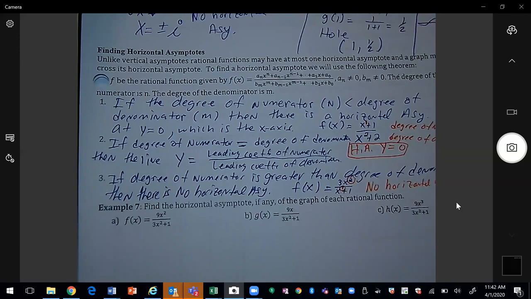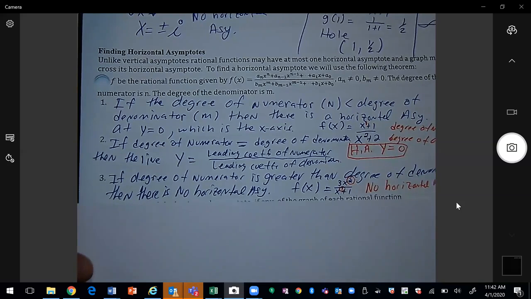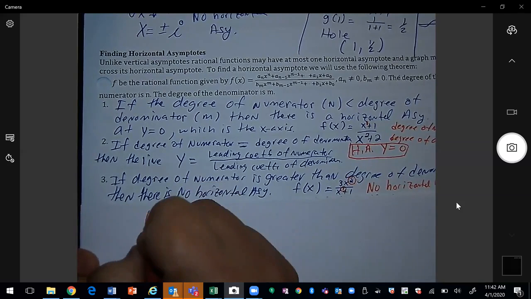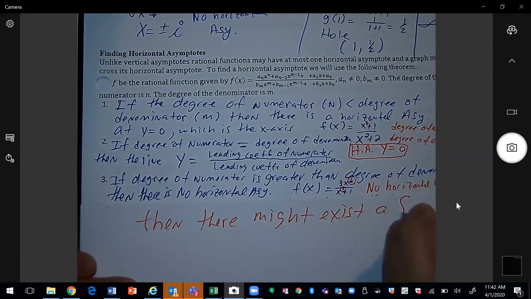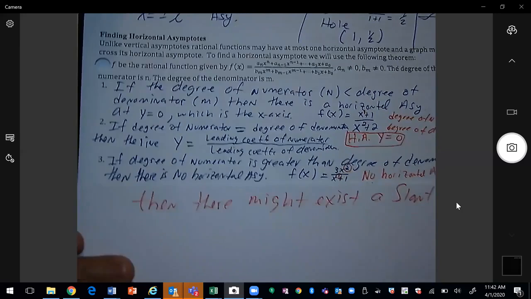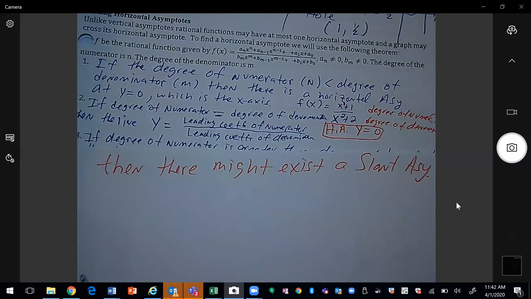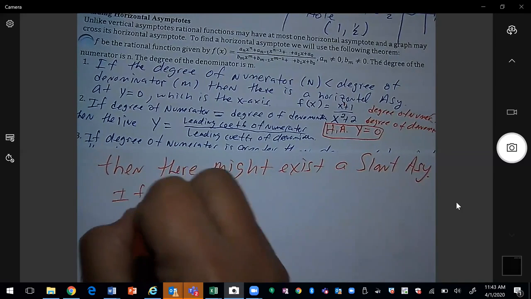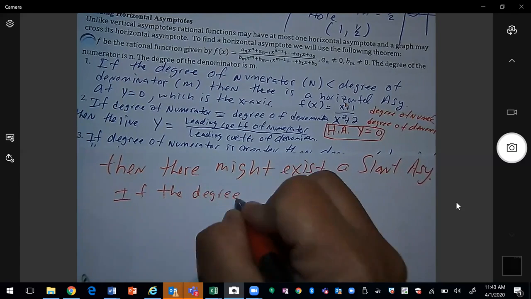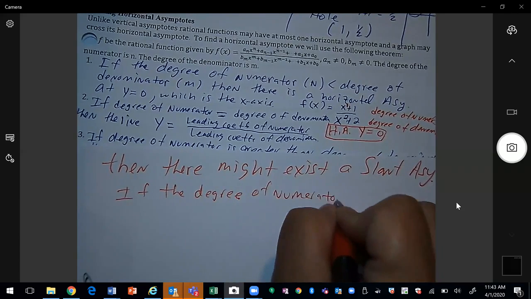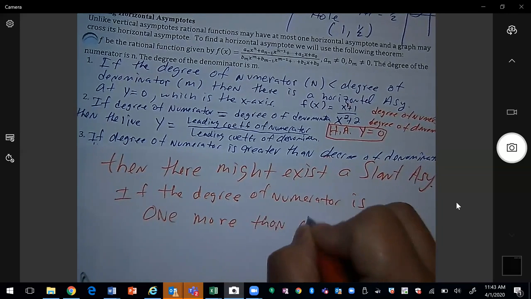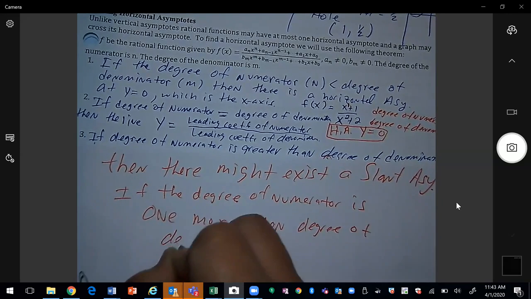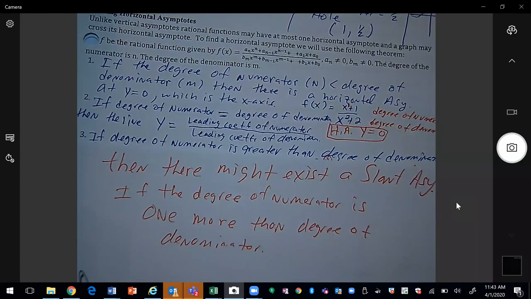Okay. And then we add to that statement here. So if there's no horizontal, then there might exist a slant asymptote. And the way we know if there's a slant asymptote is as follows. If the degree of the numerator is 1 more than the degree of the denominator, then that's how you know if it's going to have a slant asymptote.